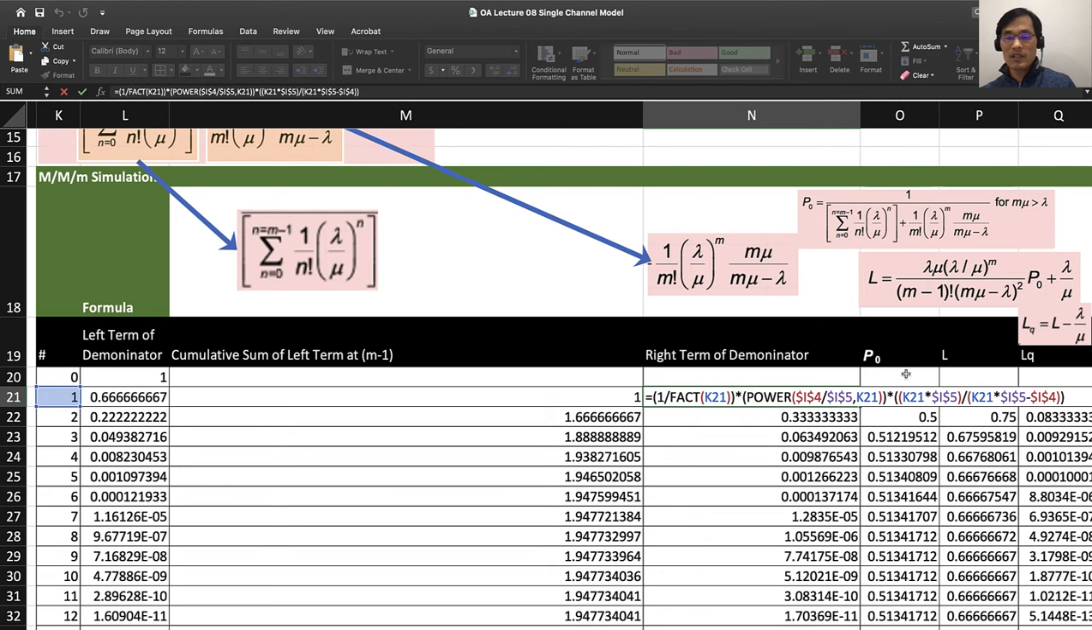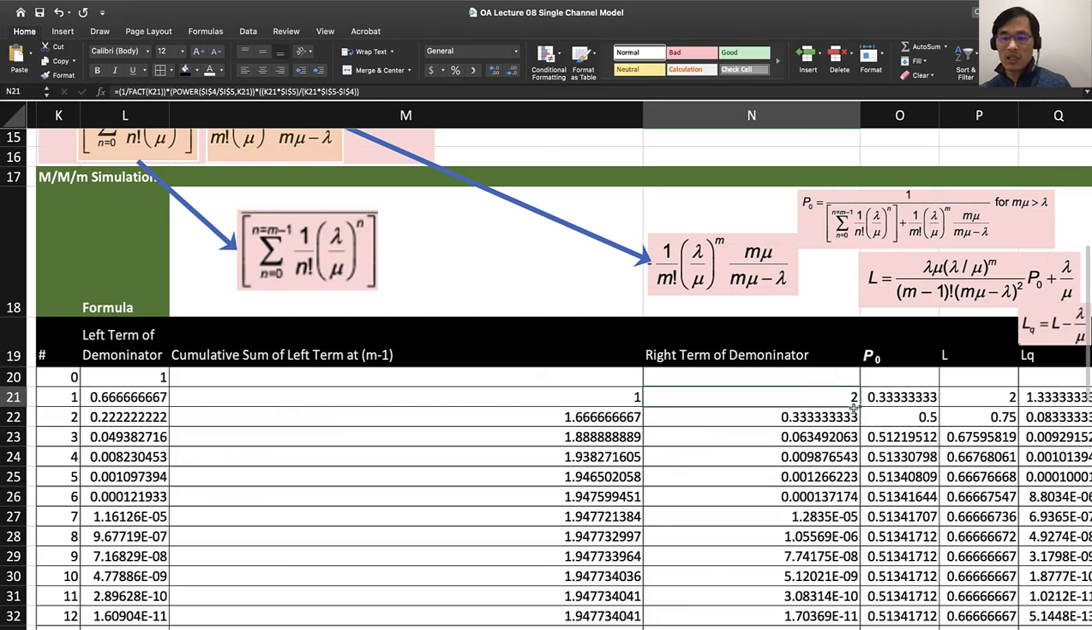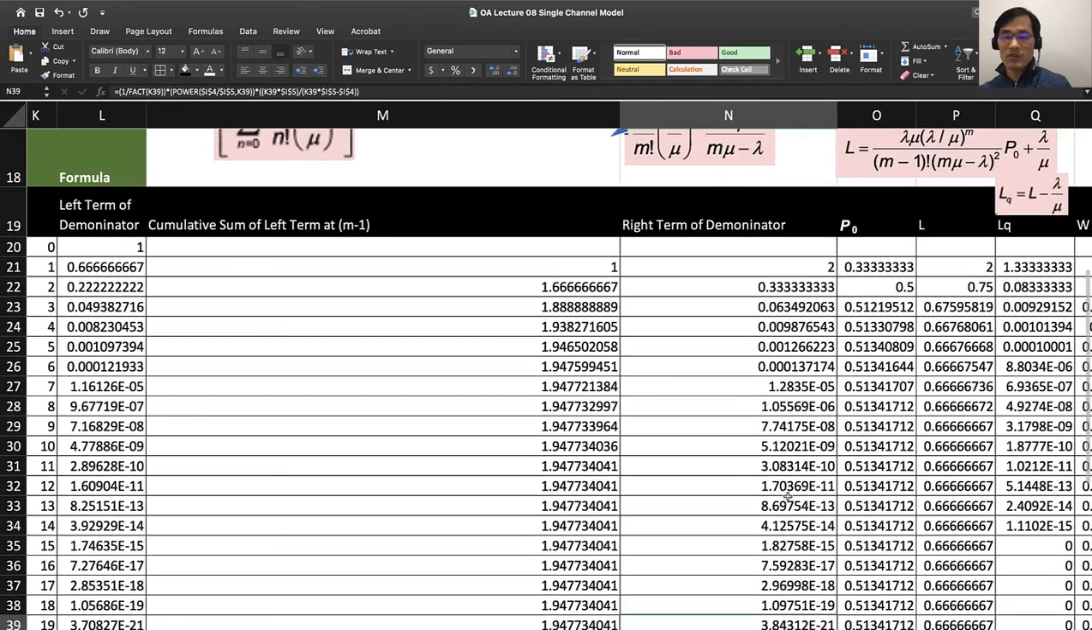And times again m times mu, m is given here. I'm simulating it, so that's why I'm using 1, and times I5 is mu value divided by. So notice that I used parentheses carefully because it's very easy to make a mistake and have wrong calculations later. So divided by K21 mu, which is right here, and I5 is mu, minus I4 is lambda. And I calculated that, I copied that down, and here is the values for that.